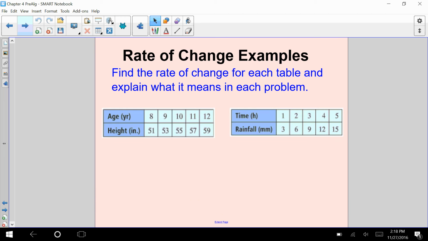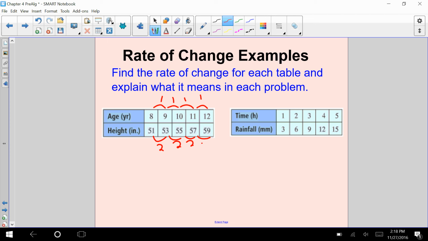Let's look at some rate of change. We're going to find the rate of change for each table and explain what it means in the problem. Just like we did with linear functions in the last chapter, we're going to look at our changes. 8 to 9 is plus 1, 9 to 10 is plus 1, plus 1, plus 1. 51 to 53 is plus 2, plus 2, plus 2, plus 2. Now you can either remember that it's the vertical over the horizontal, so it would be bottom over top in this case, or you can think of, does inches per year make more sense or years per inch? Inches per year makes a lot more sense. We're going to take our bottom number and put it over our top, which is 2 over 1, or just 2. That is our rate of change.